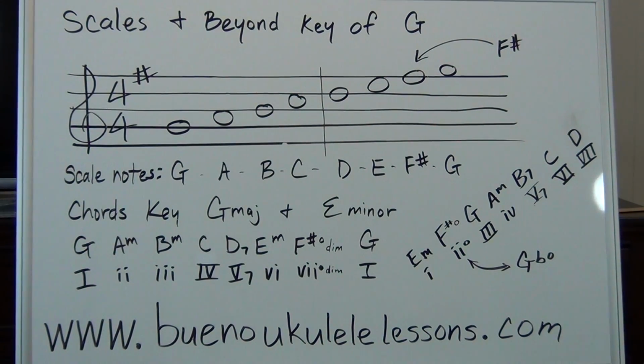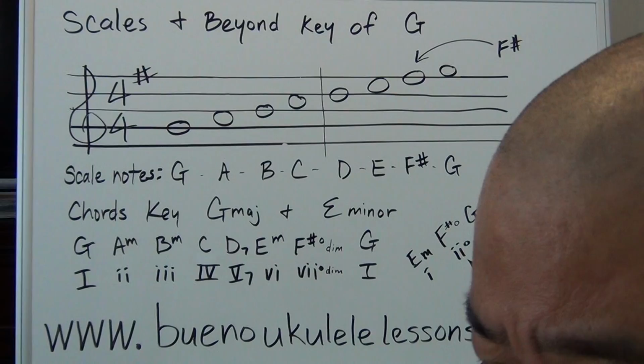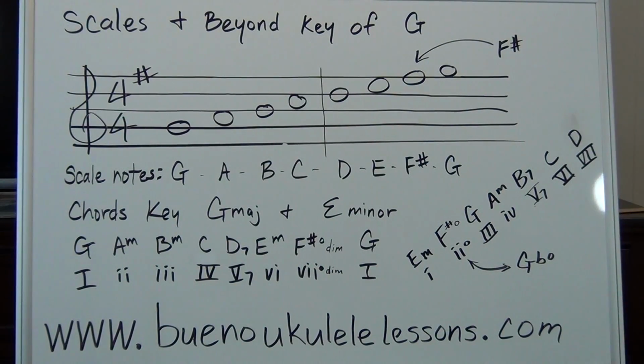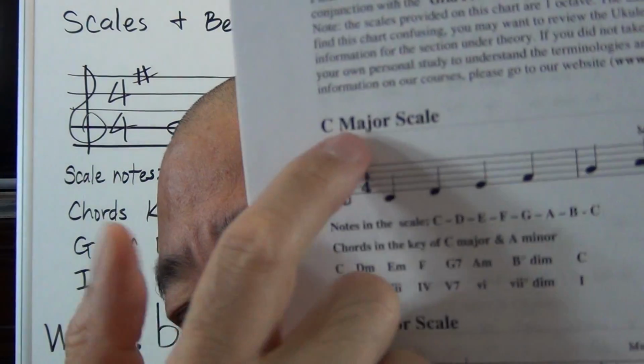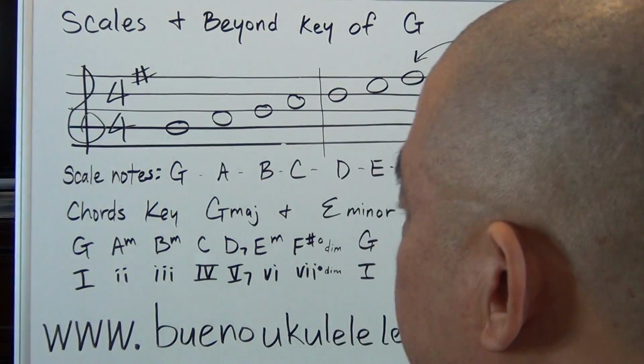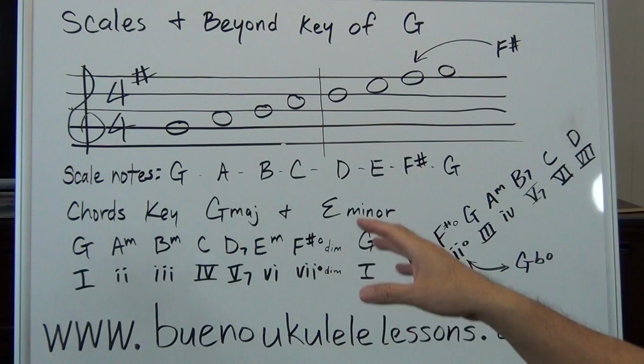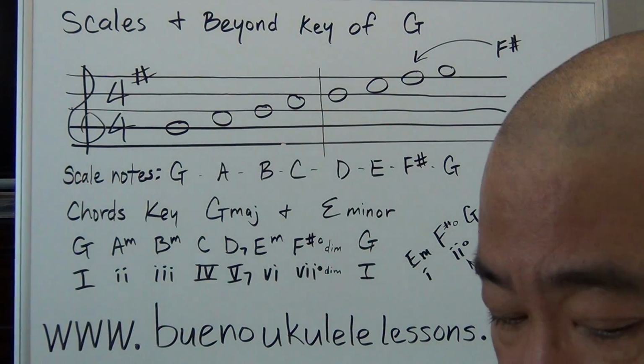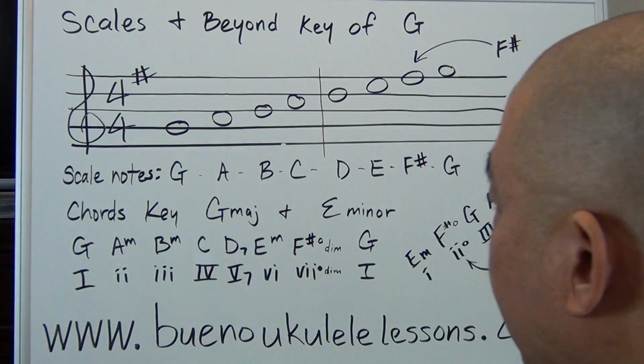So let's go over this. You see on this page over here you've got a treble clef, and then you've got the information underneath that, which is basically the same thing as you see over here. So let's go over it together so we can try to understand this.